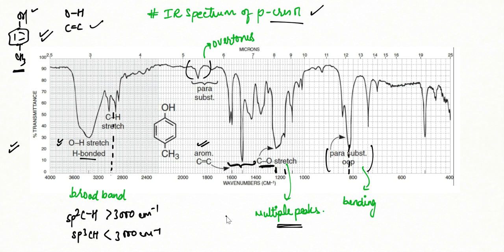Alright, so this was all about the spectrum of para-cresol. We identified the hydrogen bonding OH group, we identified the para substitution, we identified the aromatic bonds over here, carbon-oxygen stretching, also the para out of plane bending vibration as well. Okay, this is the fingerprint region, this is the values for the bending vibrations.